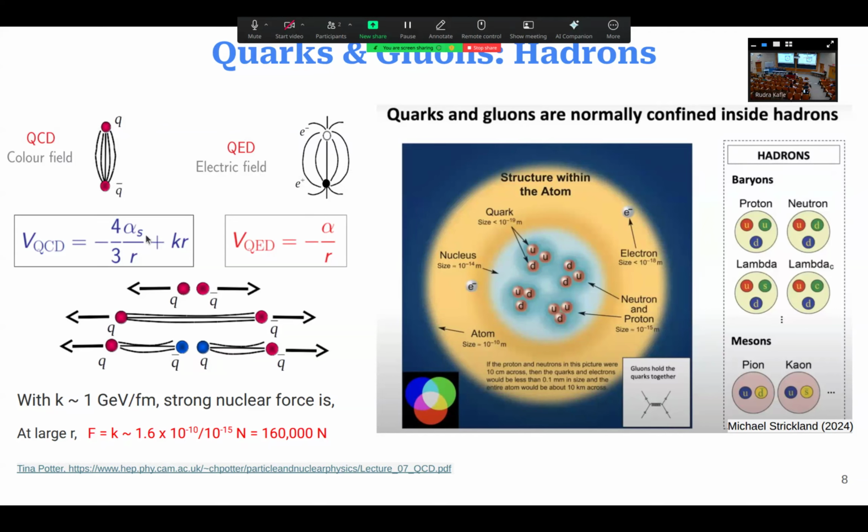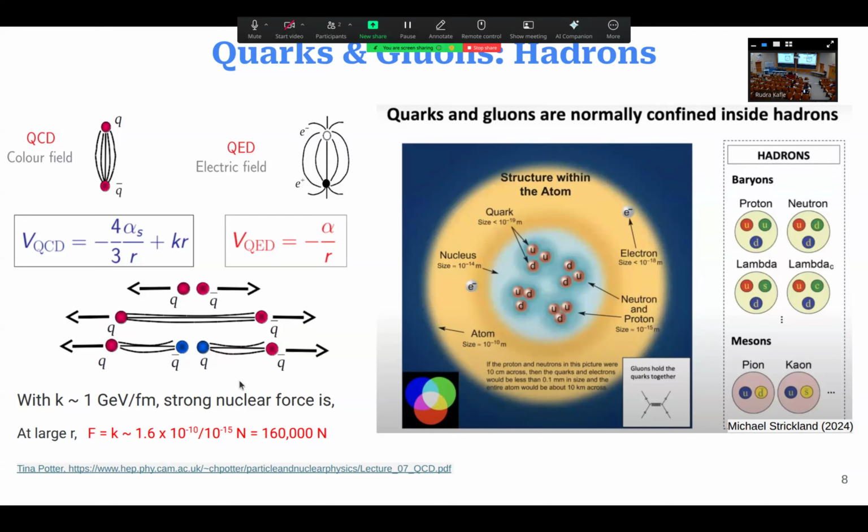the QCD force has a linear scaling term in addition to the Coulombic term, and this linear scaling is responsible for the confinement. As you pull these quarks apart, the energy stored in this gluon flux tube increases linearly with the separation between the quarks. If you really pull those apart, the energy will be so high that new quark and antiquark pairs will form, and that's why we cannot see free quarks in nature under normal conditions.